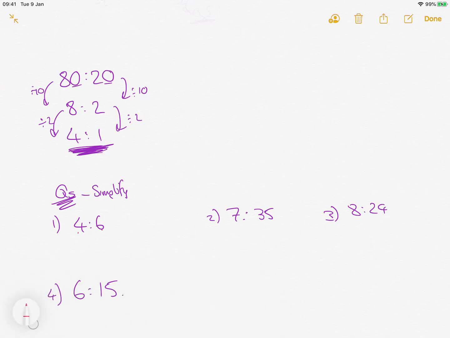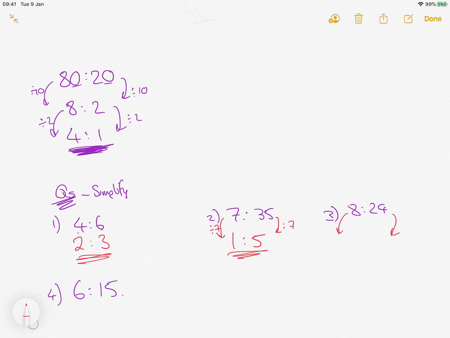So again, I can see they're both divisible by 2. So I can divide them both by 2, and that's in its simplest form now. I can't divide those by anything more. The only common factor they have now is 1, and if I divide by 1, I just get the same thing. These both have a common factor of 7. So that would be 1 to 5.